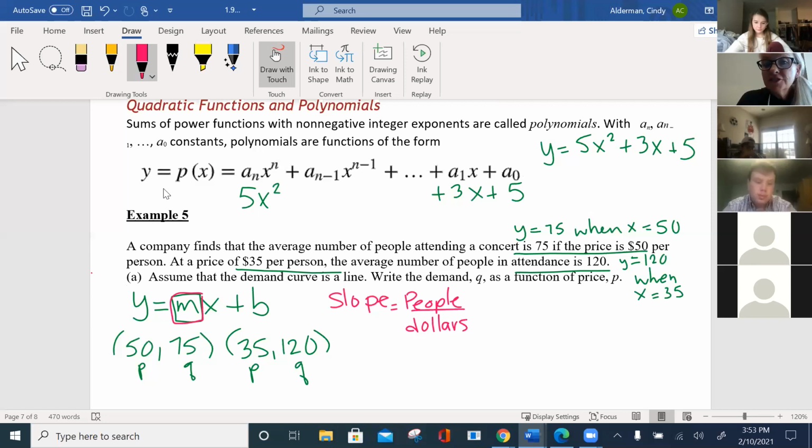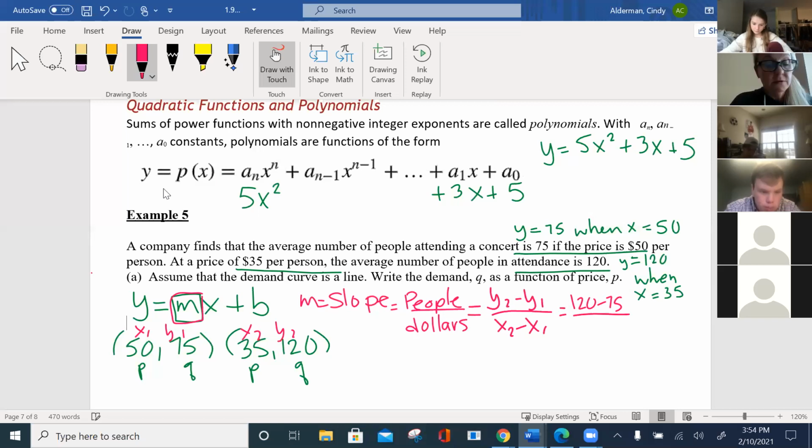Okay, so just the slope formula, remember M? So it's just y2 minus y1 over x2 minus x1. And so we can just do 120, or we'll say this is x. So here's x1, y1, here's x2, y2. So we're just going to fill that in. So you get 120 minus 75 over 35 minus 50.